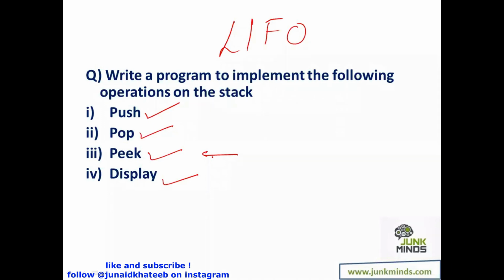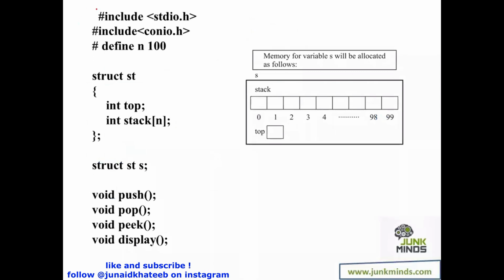Okay, let me get started with this. So first and foremost, I am just trying to think how I am going to create a stack. To start with, I'm going to include the regular header files stdio.h, conio.h, and over here, I've used a macro where variable n has been initialized to 100.